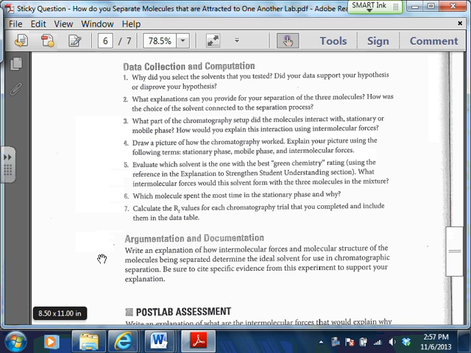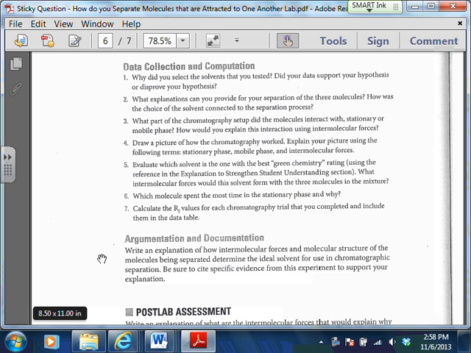Evaluate which solvent is the one with the best green chemistry rating. Okay, this is really easy. Should be. What's the most green solvent we used in this lab? The one that I didn't have to tell you to put it in the fume hood. The distilled water, right? Okay, that's the greenest. And it says using the reference in the explanation to strengthen student understanding. They must have a little something there about that, but you don't really even need to look at that. Okay, water's obviously the most green solvent we used in this one.